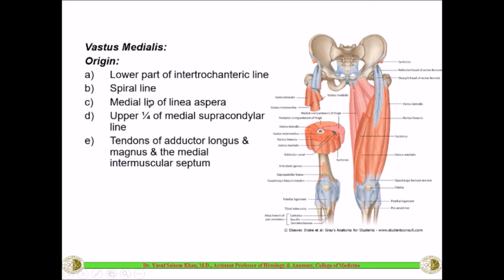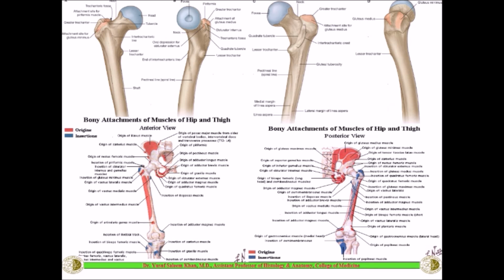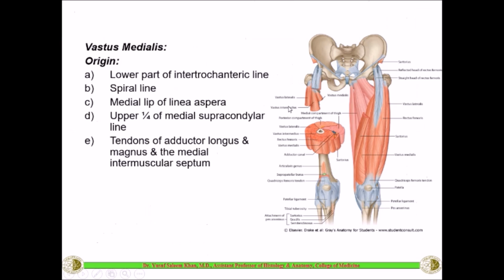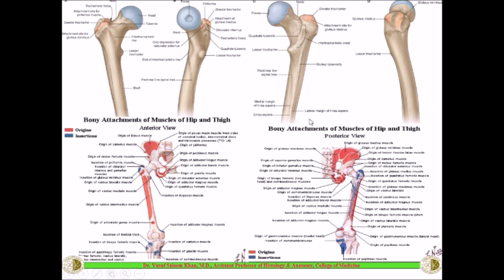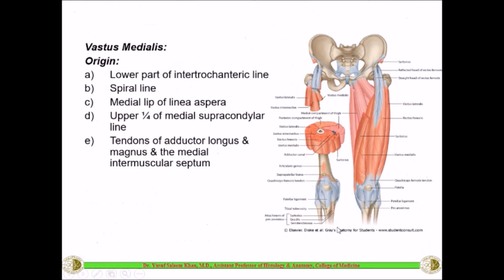Then it also takes origin from the medial lip of the linea aspera. So the vastus lateralis was taking origin from the lateral margin. Now this will continue below from the medial margin, so it is just opposite to the vastus lateralis origin. And the upper 1/4 of the medial supracondylar line. So it also continues below up to here, and it takes origin even from the upper 1/4 of the medial supracondylar line, and the tendons of the adductor longus and magnus and the medial intermuscular septum.